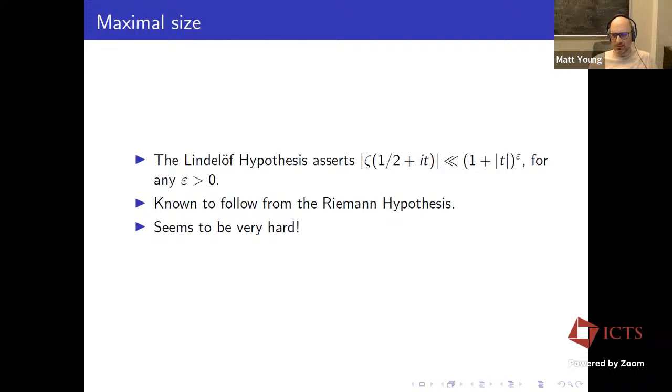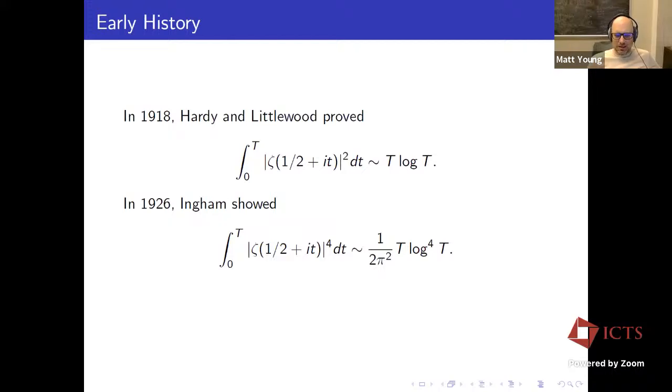So there's the Lindelof hypothesis. It states that the zeta function does not grow faster than any small power of t. This is known to follow from the Riemann hypothesis, but nevertheless it seems to be very hard to prove, and there's been a lot of work to try to attack this question. I wanted to talk some more about moments of the zeta function, as our way into this question.